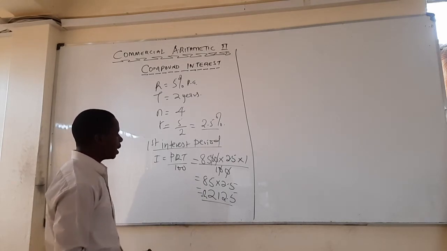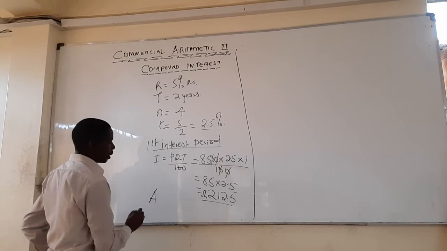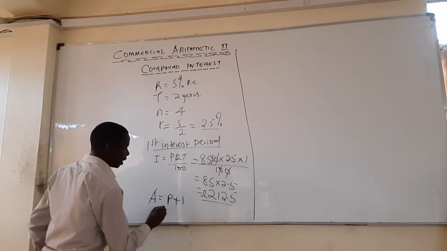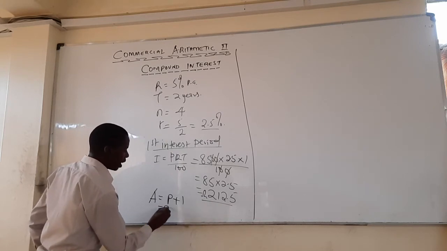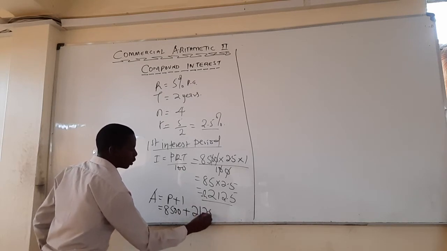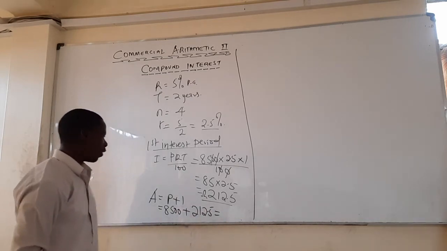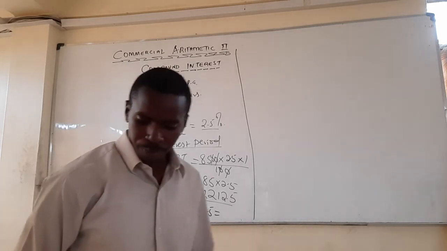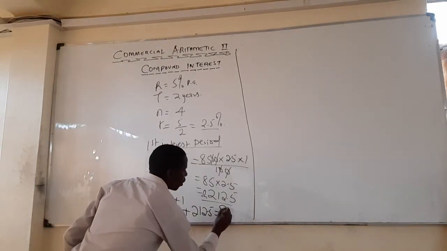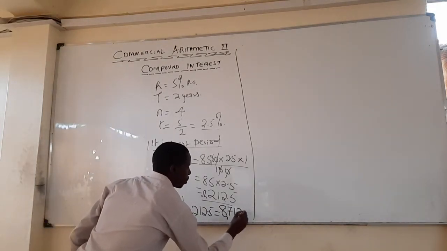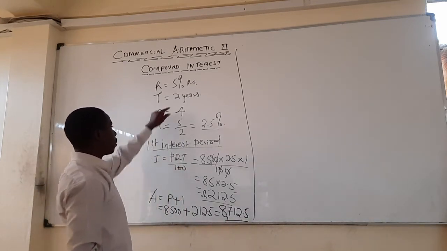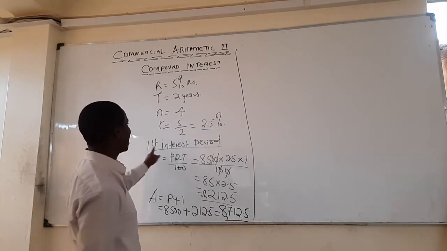That's the first interest period. Then the accumulated amount from the first period is the principal plus the interest. The principal here is 8,500. We add the interest, which is 212.5, and this we have 8,712.5. So that is the amount of the first period.